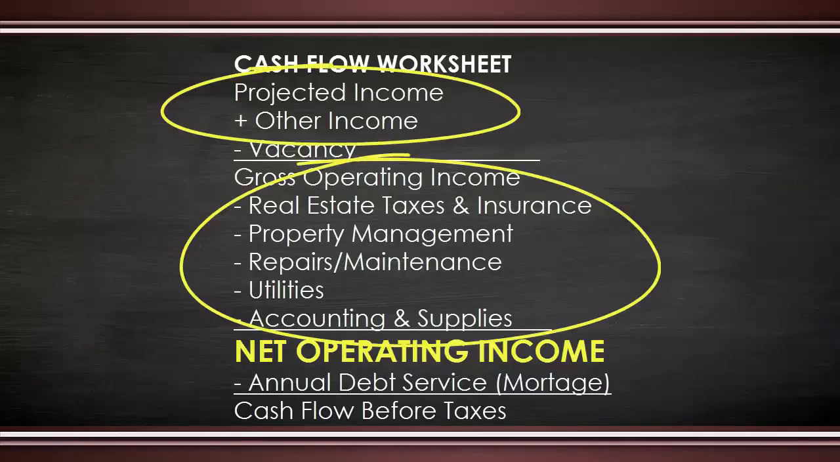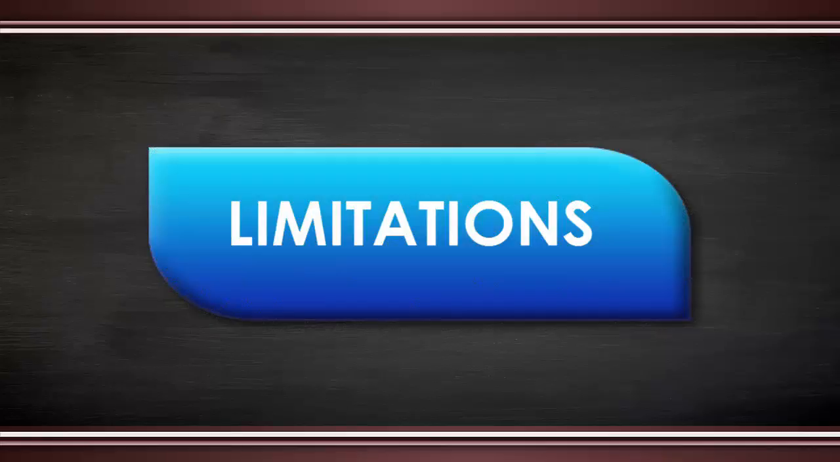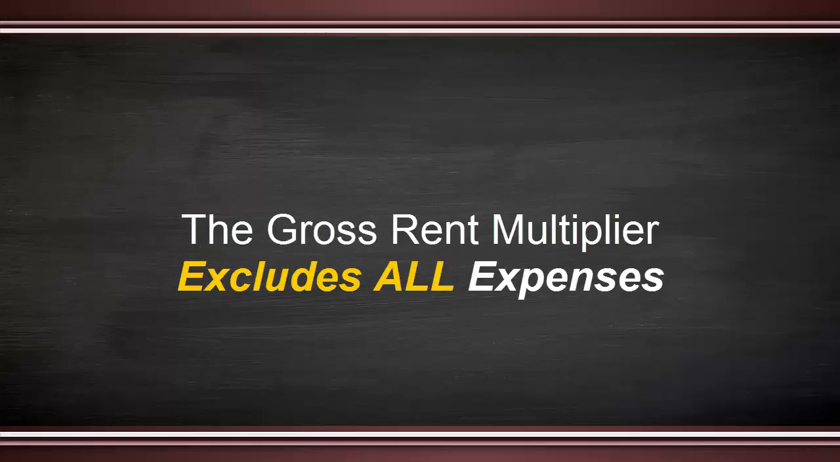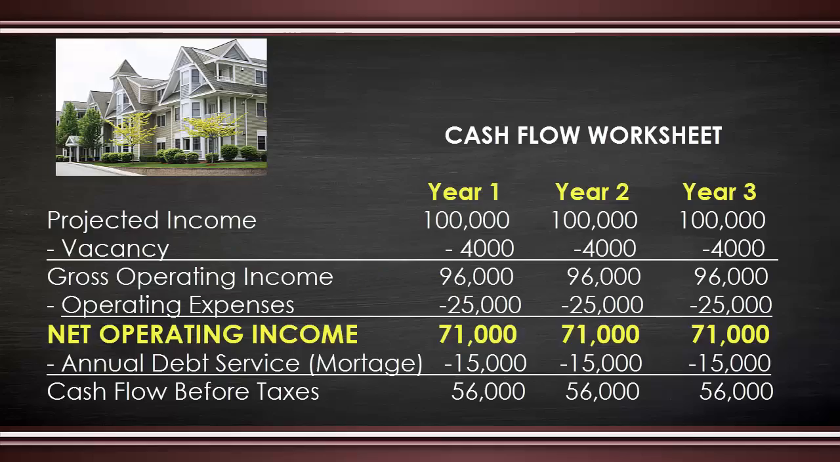Despite the ease of using the gross rent multiplier, there is one major drawback. Remember the formula, the value divided by the gross rents? Well, you're only looking at that for a single year and you're excluding all expenses related to the property. If a property is stabilized and expenses are in line with the marketplace, then the gross rent multiplier can be a great tool to compare values on the surface, but it's only on the surface.